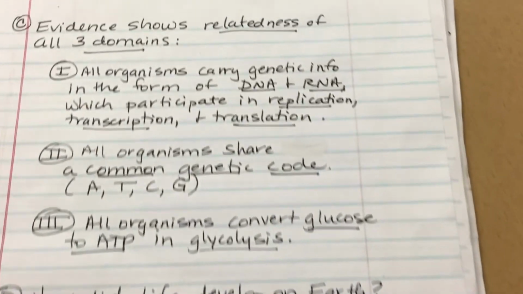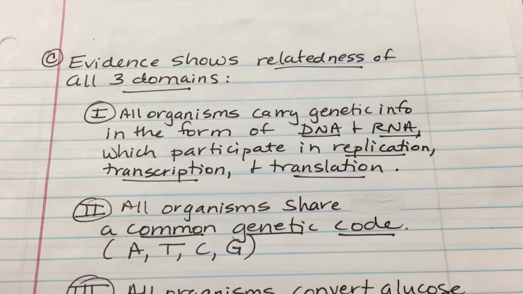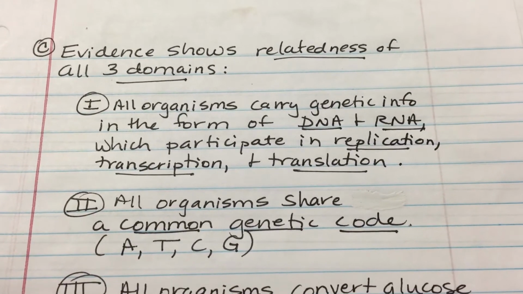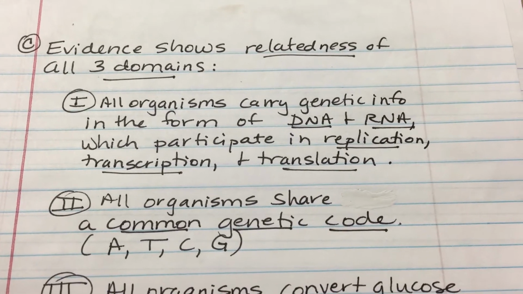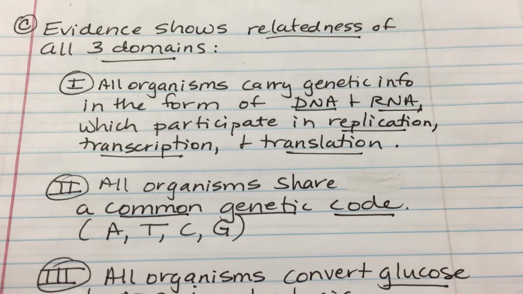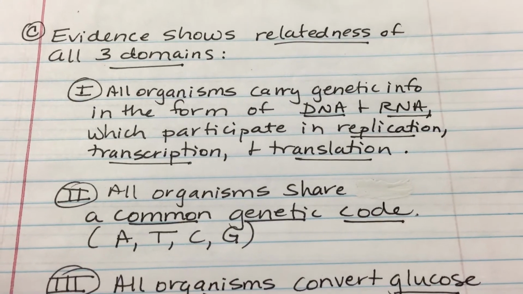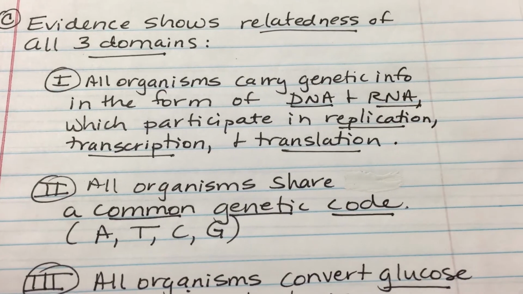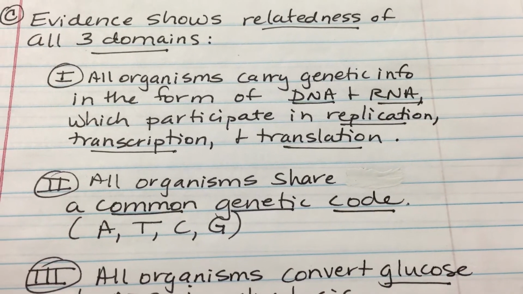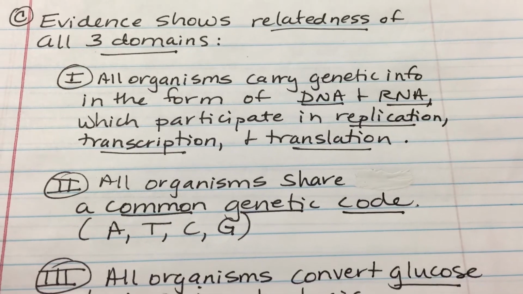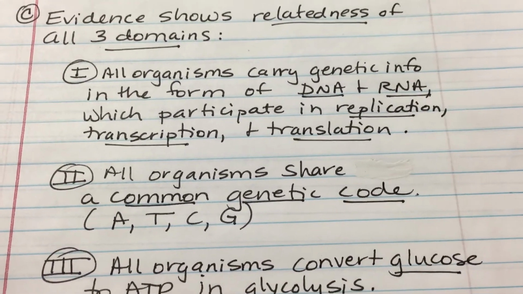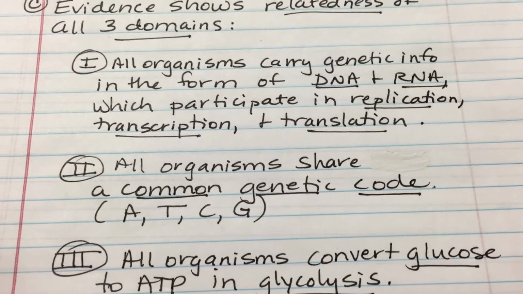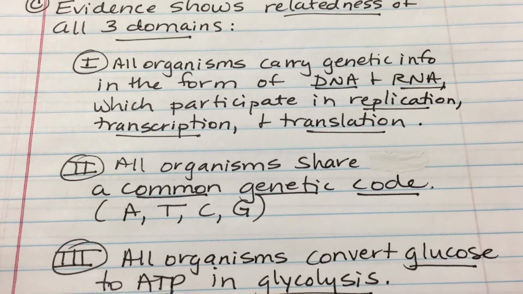We then went on to talk about the evidence that shows the relatedness of all 3 domains. And so when we look at the bacteria and the archaebacteria and the eukaryotes, all of them carry their genetic information in the same way, in the form of DNA and RNA. And all of those organisms pass on their genetic information via the same processes: replication, transcription, and translation.